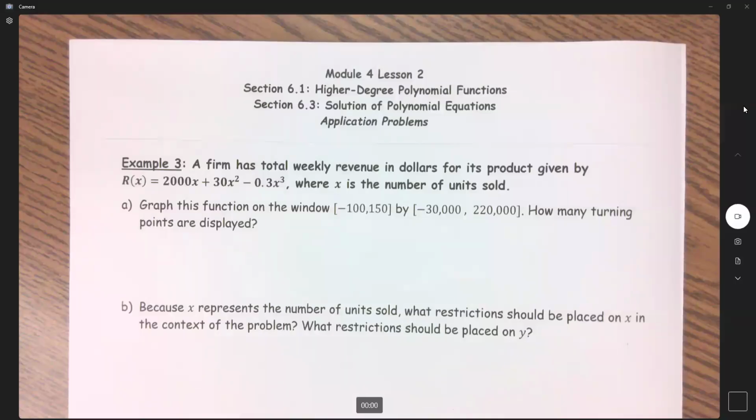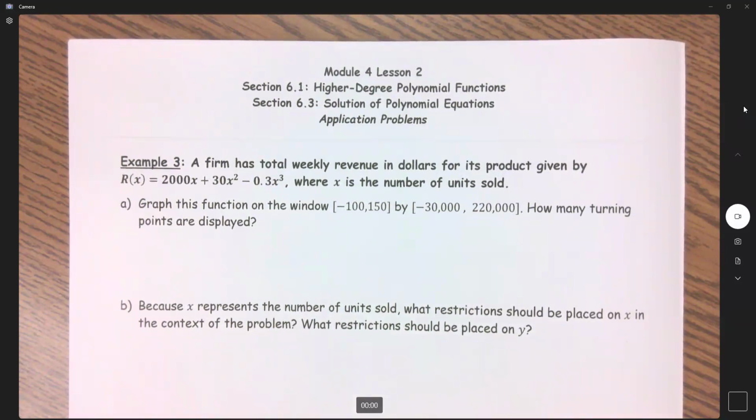The rest of this lesson is just application problems. So example 3 says a firm has total weekly revenue in dollars for its product given by R of X, where X is the number of units sold. So we need to graph this function in the window. How many turns are displayed?